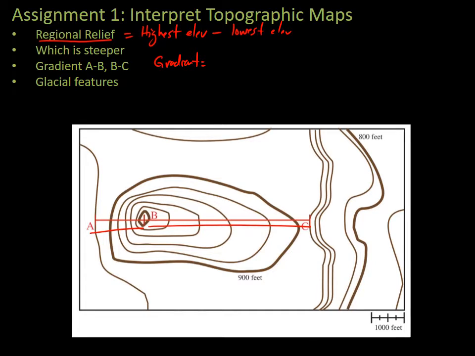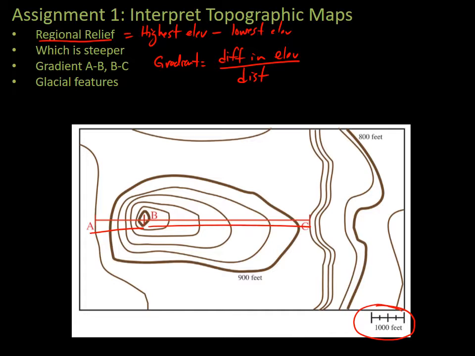between 2 points as the difference in elevation. So you need to figure out the elevation of the 2 points and then subtract them to find the difference, and you divide by the distance between those 2 points, and you can figure out the distance using the scale in the lower right hand corner.